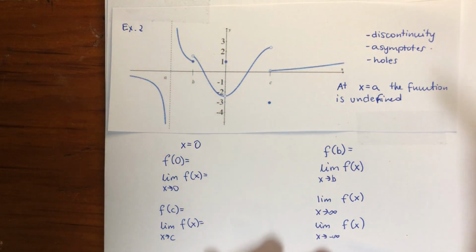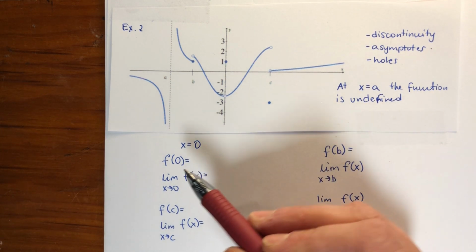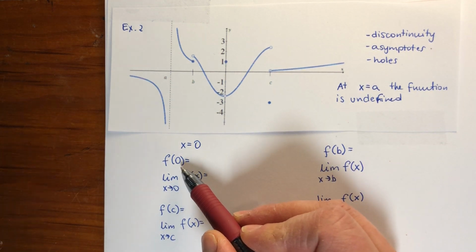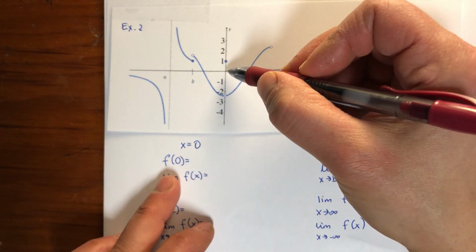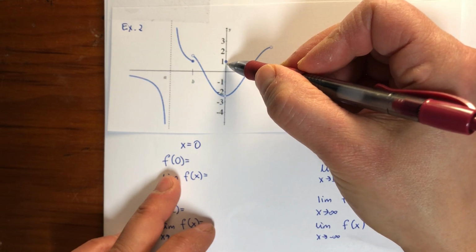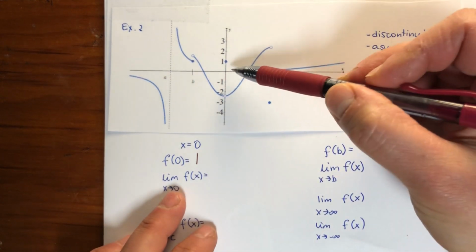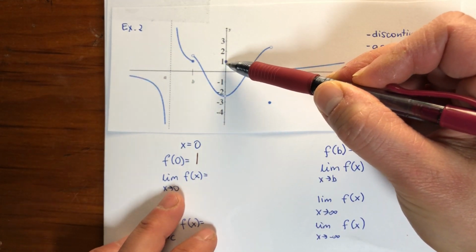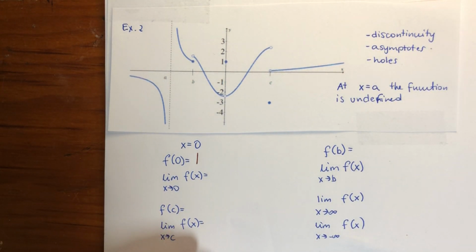Now let's see what I want to answer. So the first question, we want to say, what is f of 0? So f of 0, the value of the function when x is equal to 0, is equivalent to 1. Okay, so I want everybody to see this. There's a dot right in here. I hope you can see it. And the value of the function at that point is equal to 1.